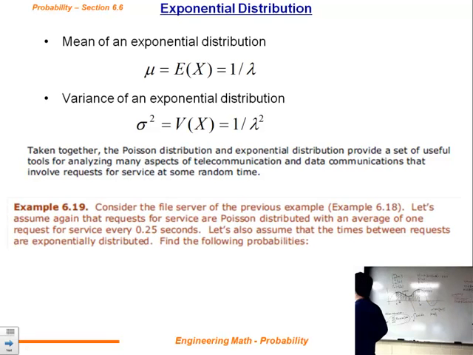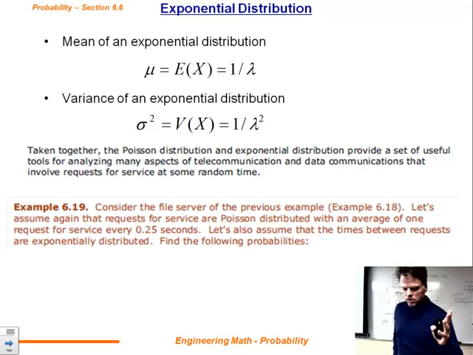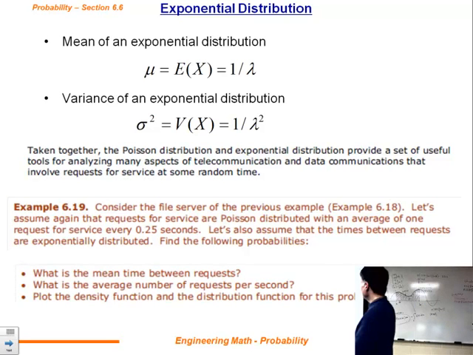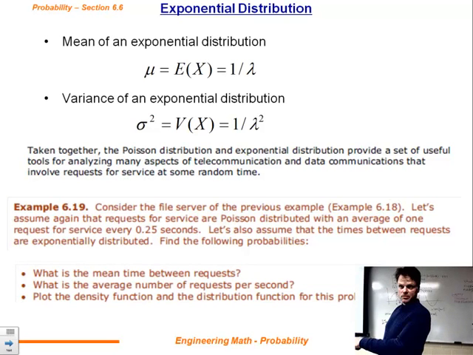All right. So consider the file server example from the previous example. We'll say that the requests are Poisson distributed, and again, same average. So the average time for a request is a quarter second. So lambda was 4 requests per second. So let's assume the time between requests is exponentially distributed. Let's find the following probabilities. What is the mean time between requests? The mean time. What mean means is average. So what is that time?